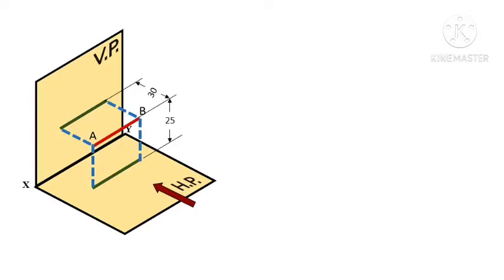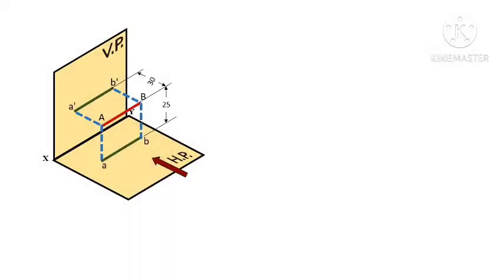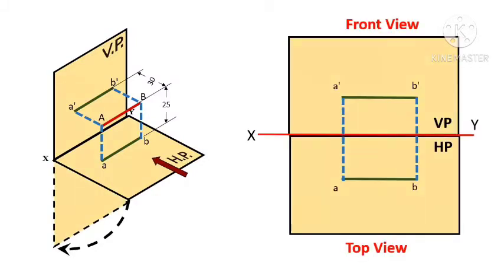So this is the front view. This is my A dash and this is my B dash. Here this will be my A, this will be my B. So I have positioned the given straight line in the quadrant. This is nothing but the pictorial representation. Next we need to convert this into 2D representation. So I'll rotate this clockwise 90 degrees and draw it. Let's see how to draw the orthographic projection for this pictorial representation.